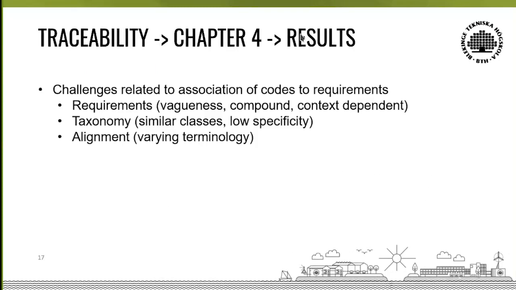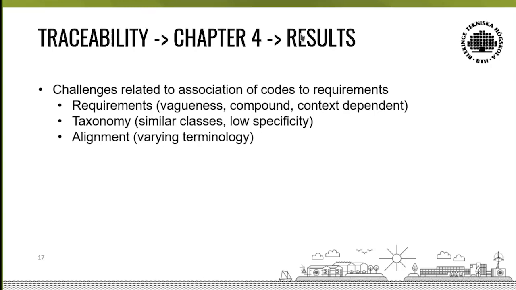Now, what are the results from this study? First, we have found challenges related to association of cost to requirements. In this idea of taxonomic trace links, we have multiple steps, as I'm going to give an example later on. But one of the steps is to associate these requirements with this classification system, as we saw now, the SP11 classification system.